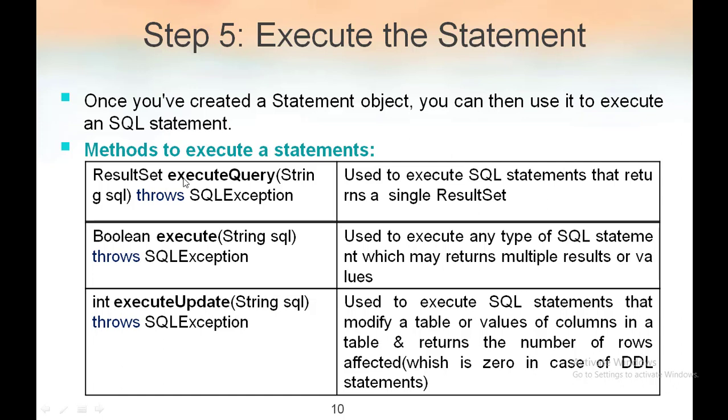So total three methods. Execute query is for a single result set. Execute, we can execute any type of SQL statement. And execute update method, if we want to update any data in the database, then we need to use execute update method. This method returns the number of rows affected and it will return 0 in case of DDL statement.